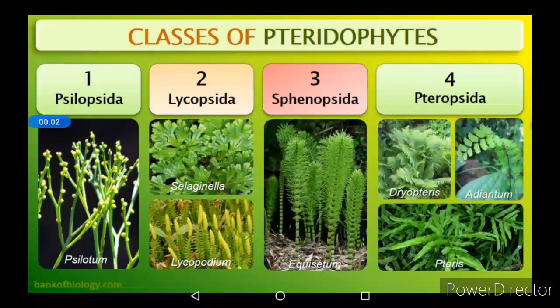And next are the classes of pteridophytes. The classes of pteridophytes, no need to study in detail, but we need to just know the classes. What are the classes of pteridophytes? You can see here Psilopsida, and the example here is Psilotum. Then Lycopsida, the examples are Selaginella and Lycopodium, and Sphenopsida, Equisetum, and Pteropsida, Dryopteris, Adiantum, and Pteris. So these are the classes of pteridophytes. So this is all about pteridophytes. I hope it's clear to you. Next we need to discuss gymnosperms. Okay, thank you.